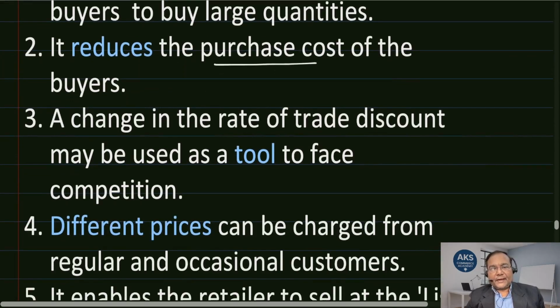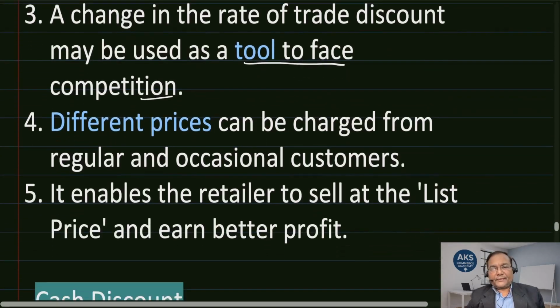Change in the rate of trade discount may be used as a tool to face competition. We have already seen. If others are giving a trade discount of, let's say, 1.5%, and you are offering 2%, in that case you will have more sales happening. So it is used as a tool. Different prices can be charged from regular and occasional customers. So yes, there may be variation in the 2%, 3%.